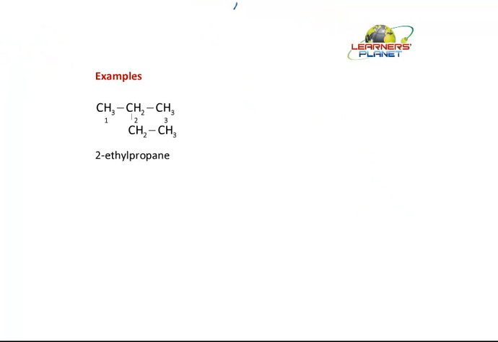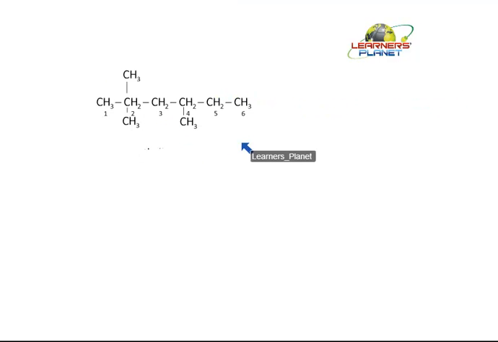Now let's take up few examples here, just to check whether you can name it or not. This is 2-ethyl propane. Is this clear? To the second carbon there is an ethyl group. Ethyl can be written as C2H5 also, and CH2CH3 also. This is one more example here. This compound, I have not written its name, I have just numbered it. Now what will be the name of this compound?